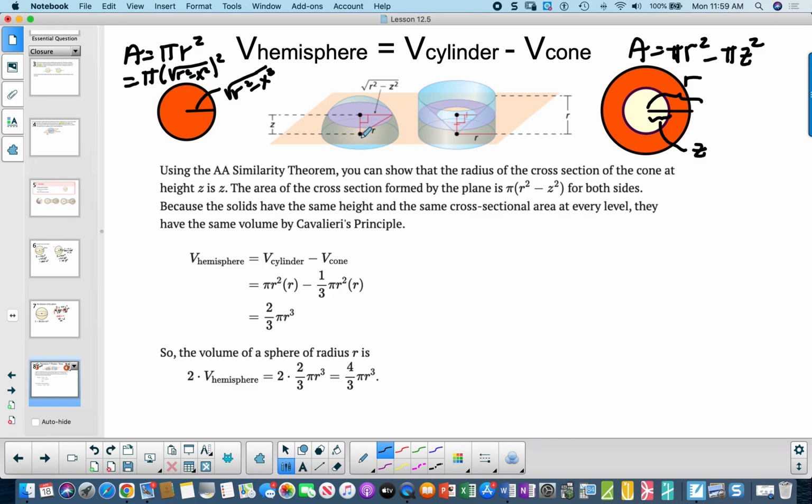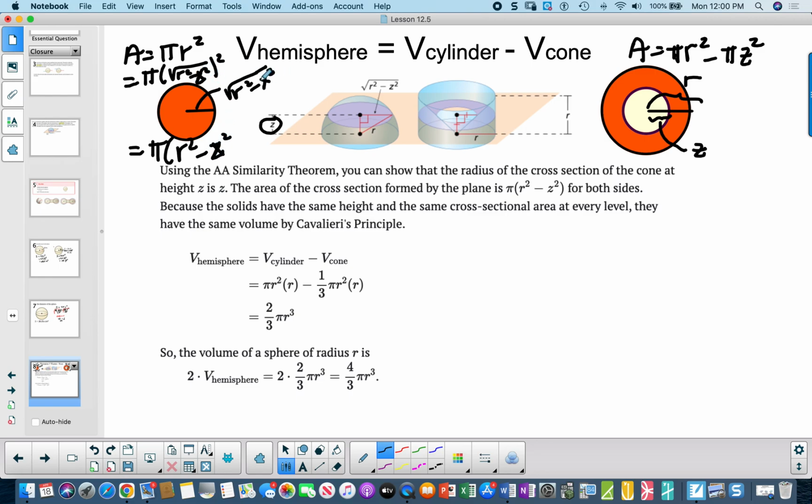Now, if we draw the right triangle where this is the radius and this is z right here, we're going to use the Pythagorean theorem, and we're going to find that this length right here of this cross-sectional area, that's the radius. So this is a circle, this is the radius. I'm going to put it in the circle formula, and that simplifies to pi times r squared minus z squared. This is a z.